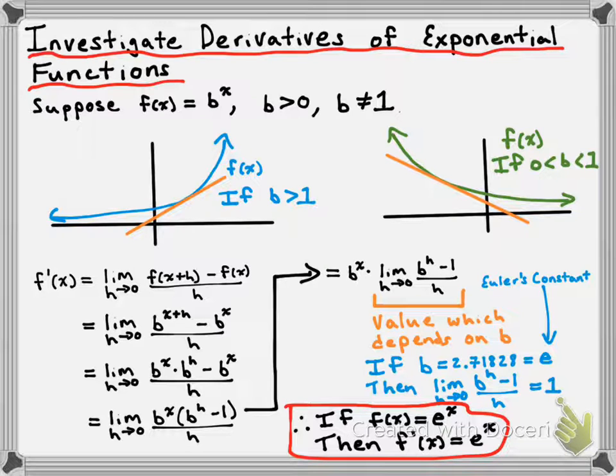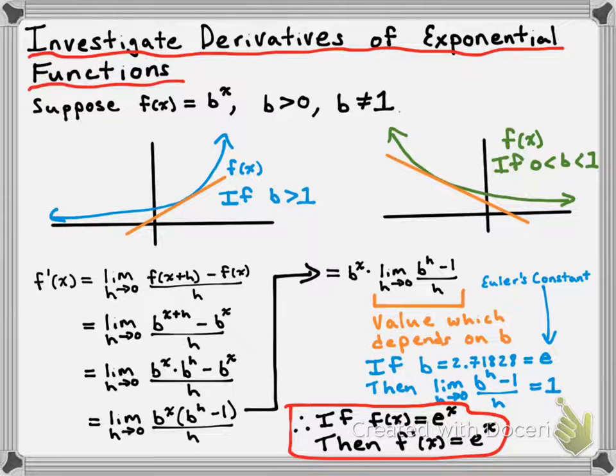We've found a function that is its own derivative. And that means that the y values of the function f of x are going to be exactly equal to the instantaneous rate of change of the function at the point under consideration. Okay, so that's kind of interesting.